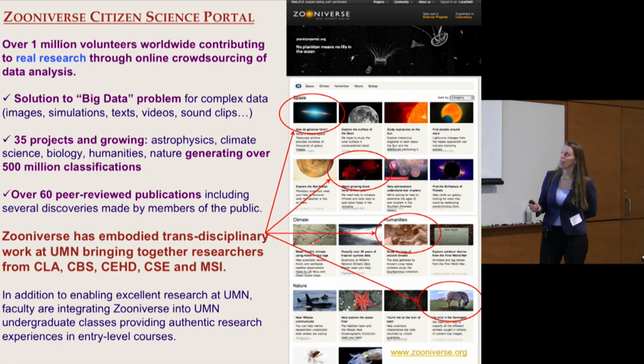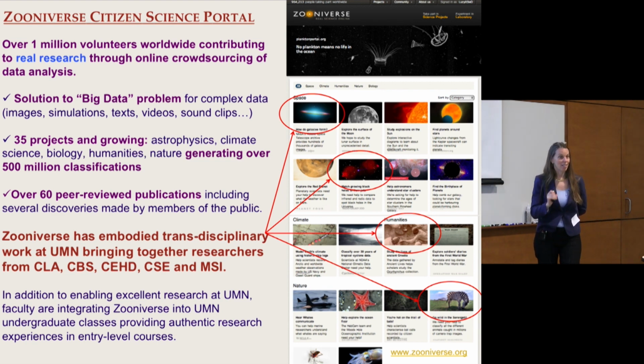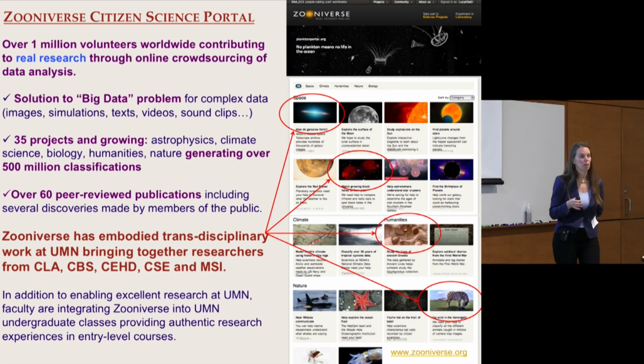So when I arrived here at the University of Minnesota in 2010, from the Adler Planetarium, where I was one of the co-founders of the Zooniverse, one of the very first things I did was, hey, you got to get the Zooniverse here, embedded in the University of Minnesota. It's a fantastic tool for researchers to be able to use.